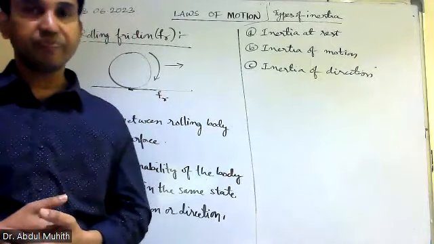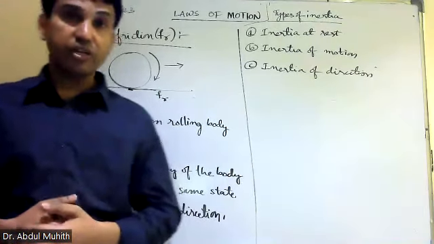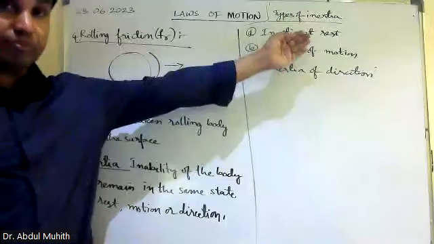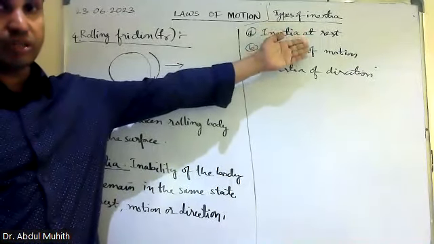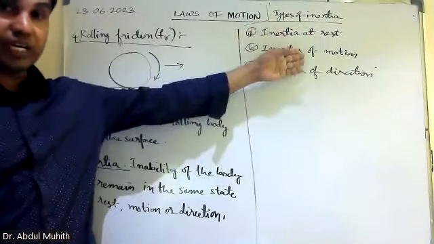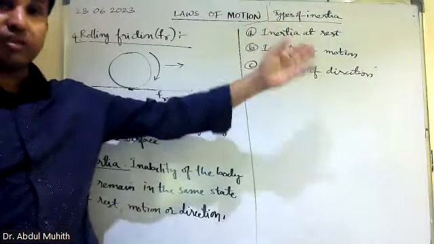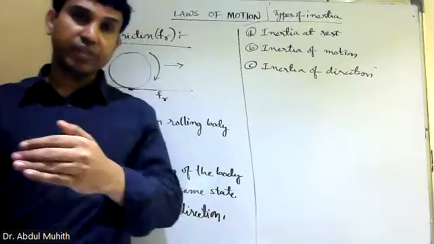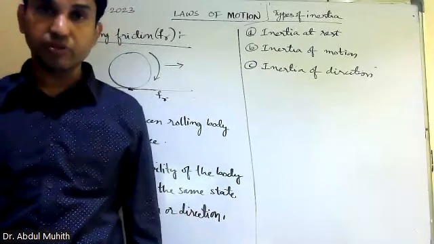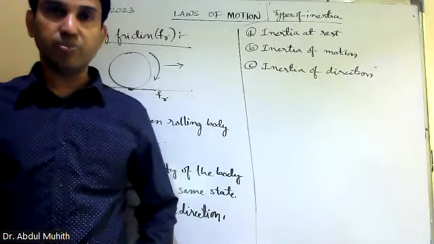Got it? Okay. Now inertia of rest, motion, and direction. I have given an example for each. One is a bed sheet or the carpet. One is the person standing in the bus. One is the person thrown on the left-hand side when the car is taken in the right direction. Understood? So these are the applications.